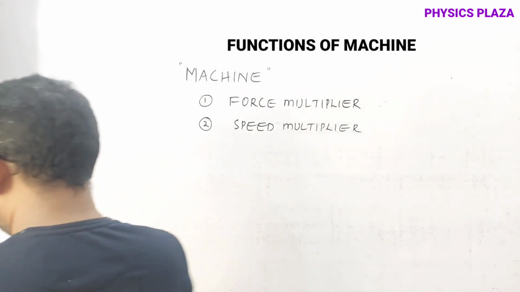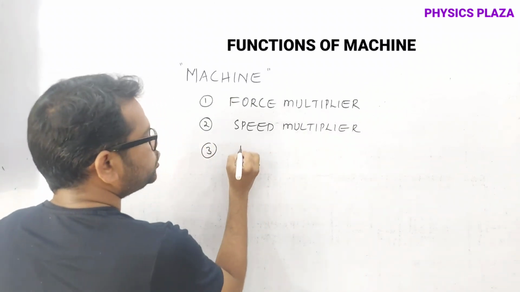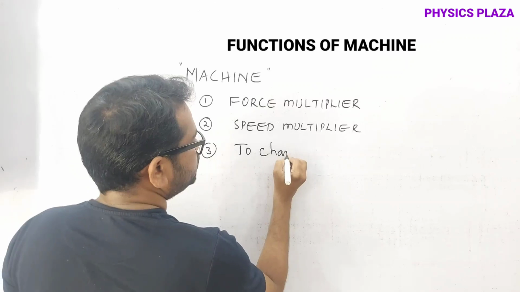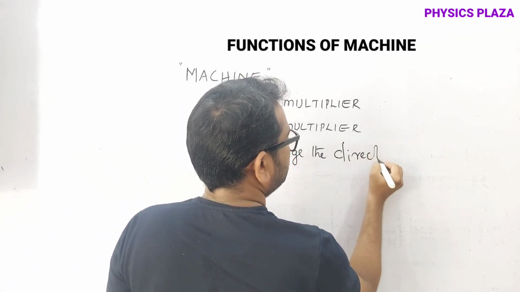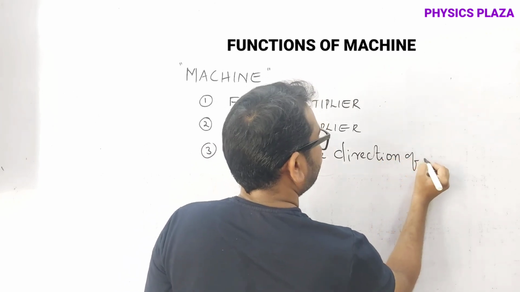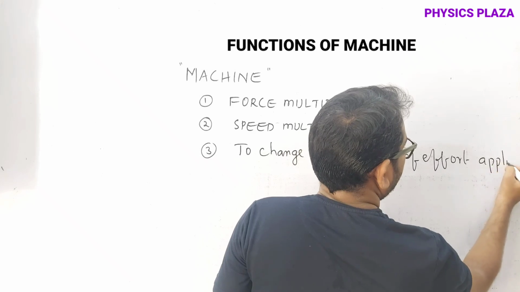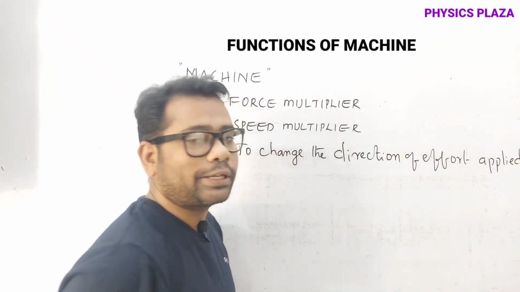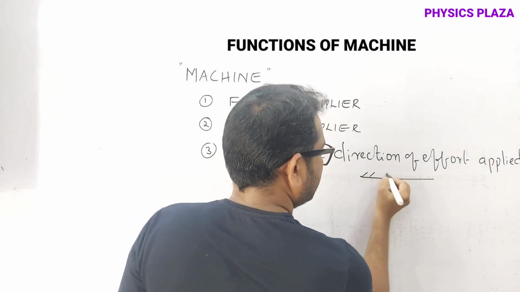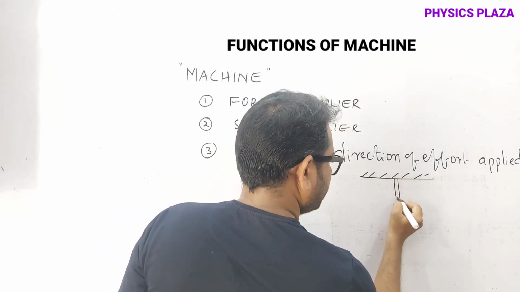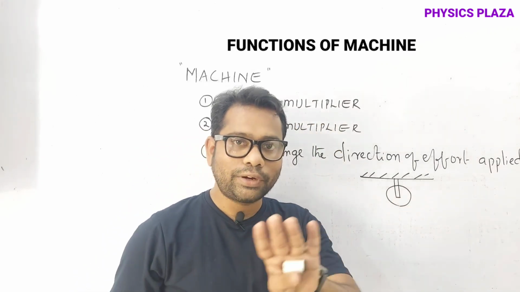Now let us take the third one. What is the third function, children? Machines are used to change the direction of effort applied. For this, let us take a simple example, the so-called single fixed pulley. Here is a rigid support, and here is the single fixed pulley. We'll discuss the single fixed pulley in detail; just wait a few minutes.